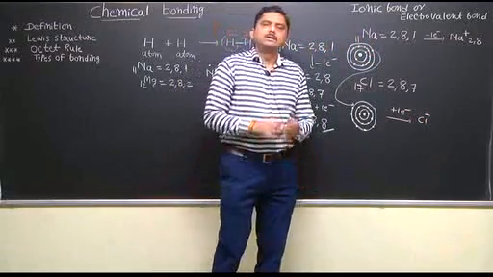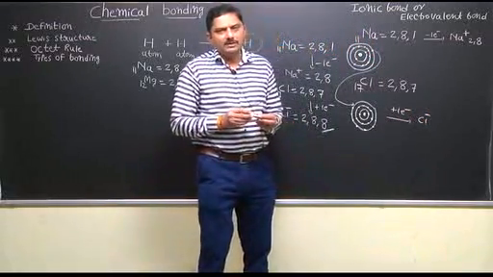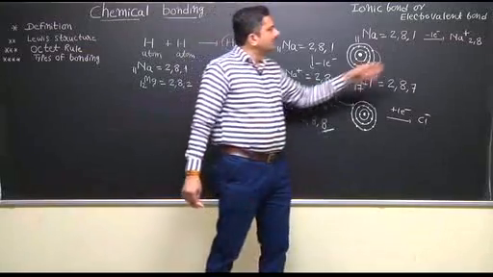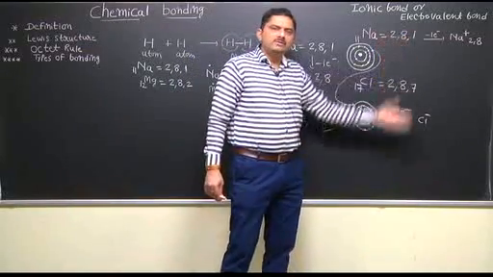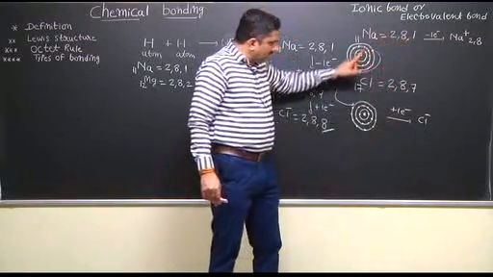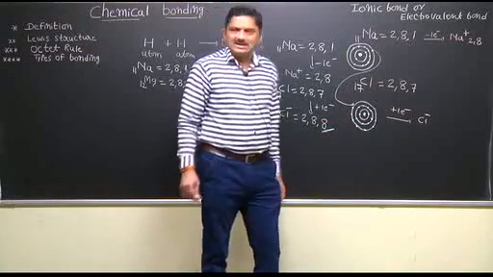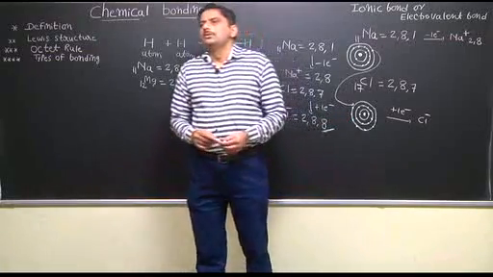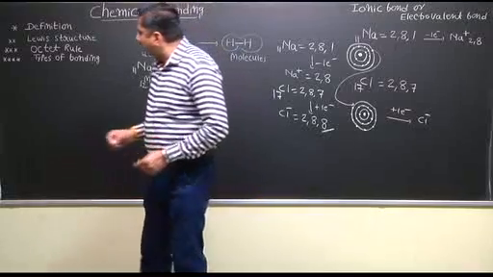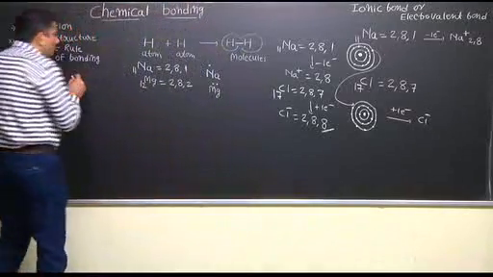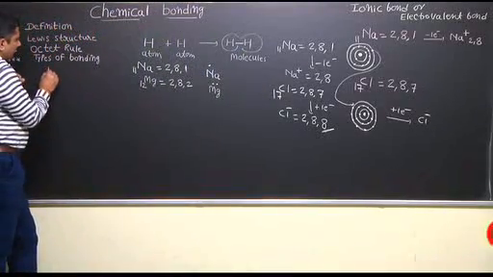Means the bond which is formed by transfer of one or more than one electrons from one atom to another atom is called an ionic bond. The second example is the formation of magnesium oxide. How is magnesium oxide formed? MgO.